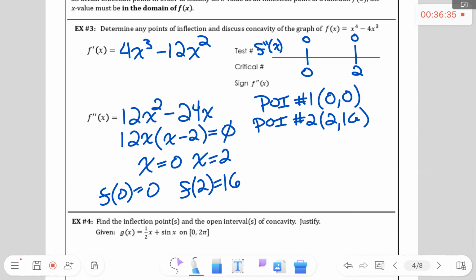Now we got to test some numbers. We're going to test f double prime. So what's the number left of 0? -1. So let's try -1 out. So that's going to be 12 times -1 squared minus 24 times -1. So it's going to be 12 plus 24. Right? Is that a positive or negative number? Positive. Which means it's going to be concave up.